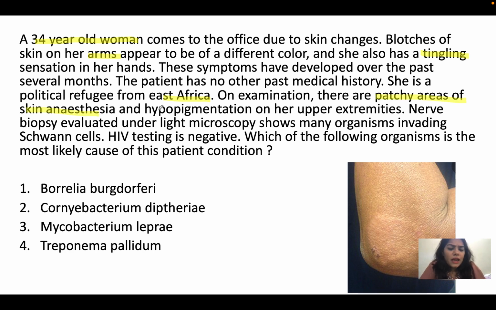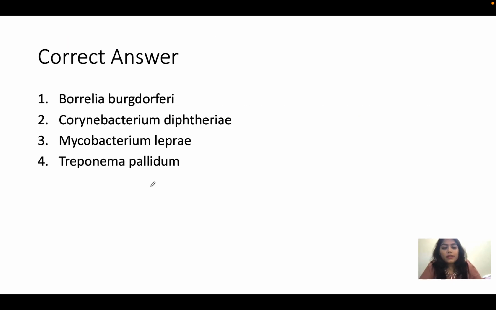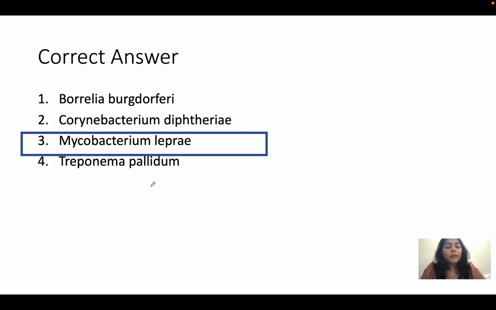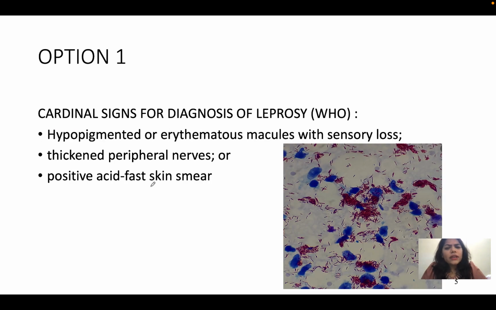She had patchy areas of skin anesthesia, and she had hypopigmentation over those areas, and these were on the upper limbs. And nerve biopsy was done, which showed organisms invading the Schwann cells. So putting all this together, what is your answer? So the correct answer here is Mycobacterium leprae. So Mycobacterium leprae causes a disease which is known as leprosy or Hansen's disease.